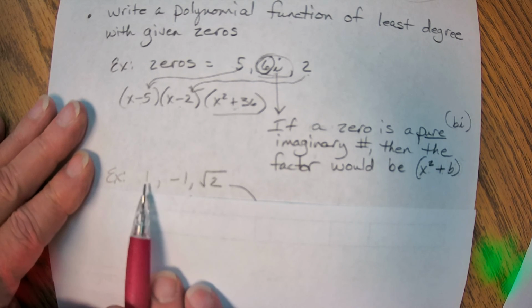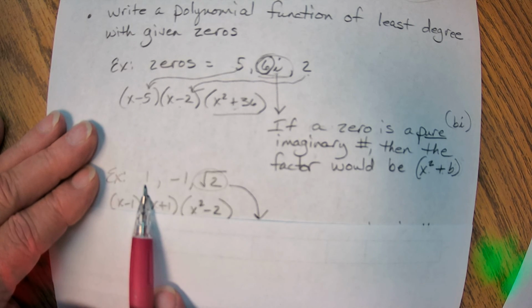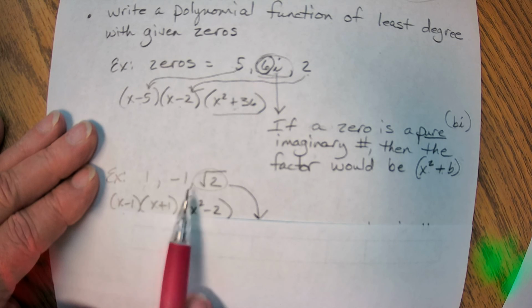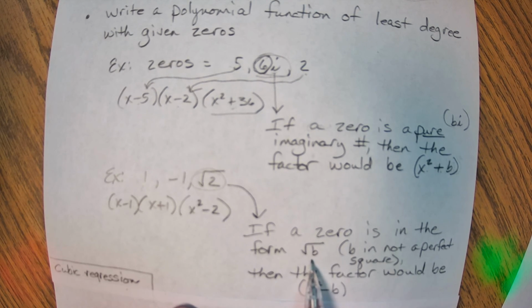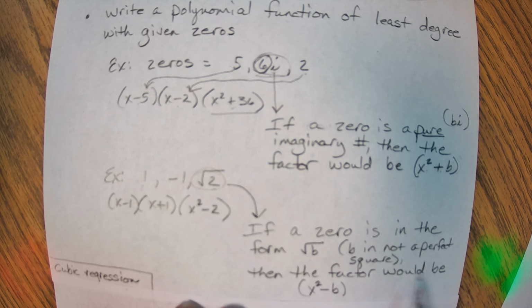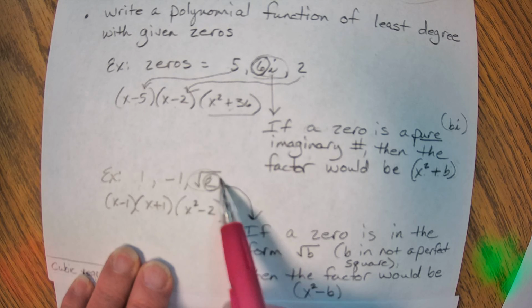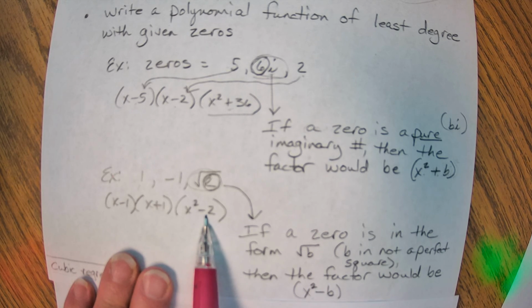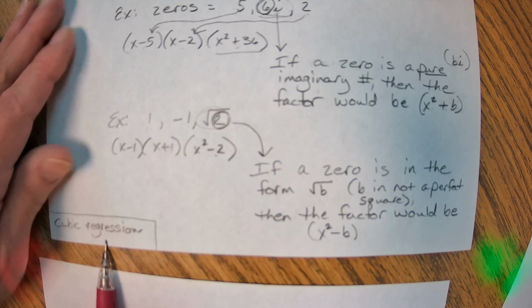Okay, the second example is we have a rational number as one of our answers. So if 1 is a 0, then x minus 1 is the factor. If negative 1 is a 0, then x plus 1 is a factor. And then I want you to remember that if a 0 is in the form of the square root of b, and b is not a perfect square, then the factor would be x squared minus whatever this is. So hence this. And then the very last question on the test is a cubic regression.